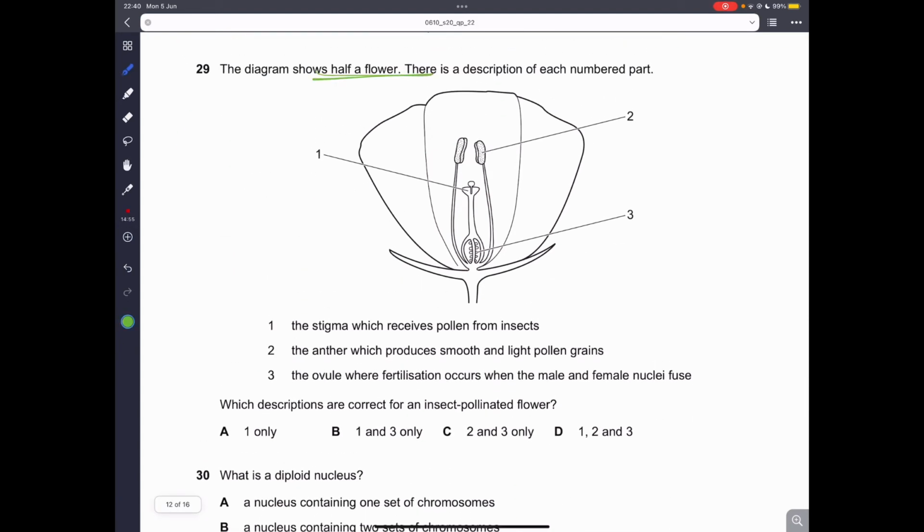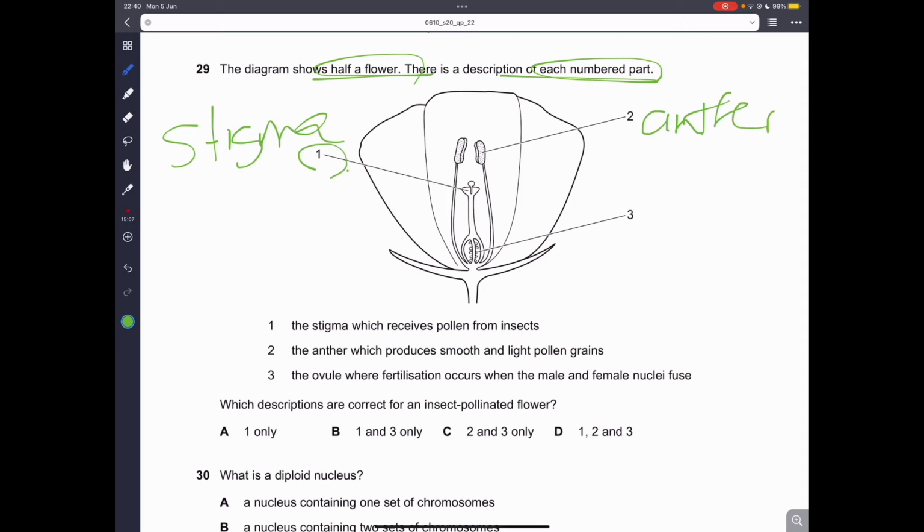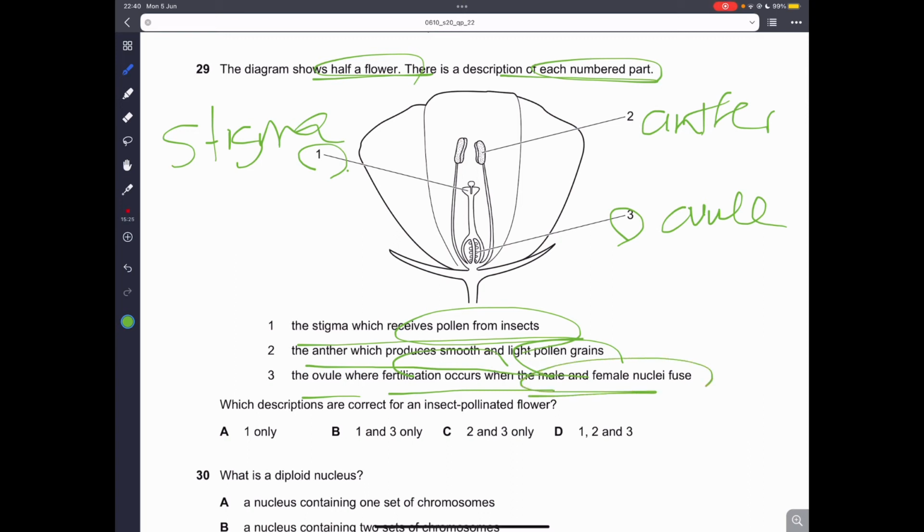29. The diagram shows a half flower. There's a description of each numbered part. Okay, let's label them. Part 1 is called the stigma. Part 2 is called the anther. Part 3 is called the ovule. So the stigma receives pollen from the insects. The anther produces smooth and light pollen grains. The ovule is where fertilization occurs, where the female and male nuclei fuse. Which description is correct for an insect pollinated flower?